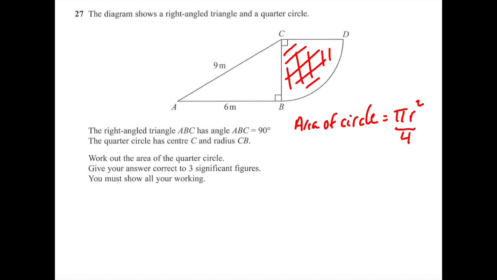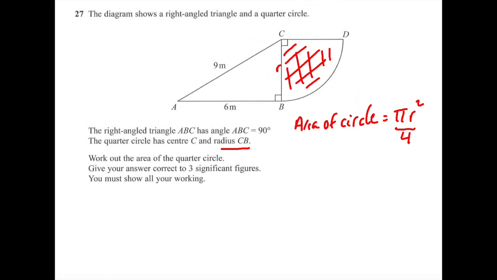However, we don't have the radius, but if you look at the question carefully, it clearly states that the quarter circle has a center C and a radius CB. So CB is my radius. To work out the radius of the quarter circle, what we need to do is use Pythagoras' theorem. Now, Pythagoras' theorem only applies for right angled triangle. So ABC is a right angled triangle. Therefore, we can use Pythagoras' theorem.